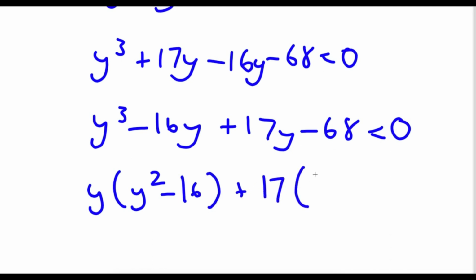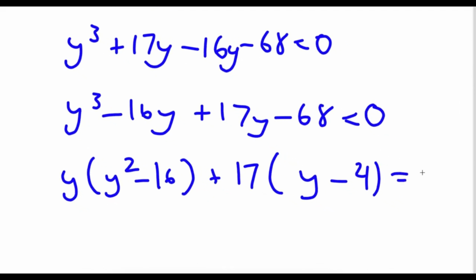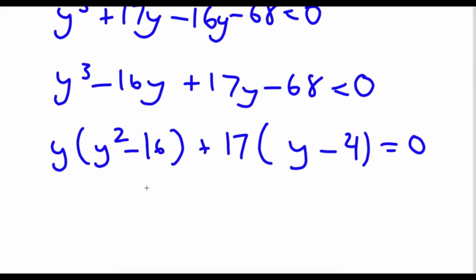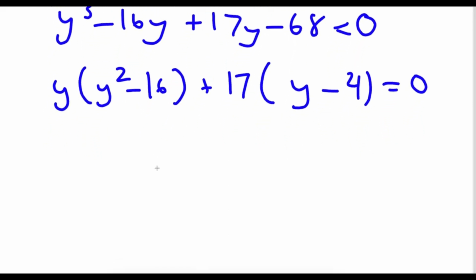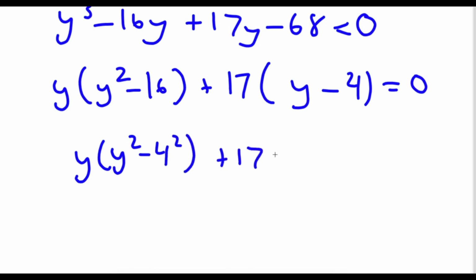I'm going to factor out 17. 17y divided by 17 is y, and 68 divided by 17 is 4. So now this is equal to 0. So now, 16 here, this is the same thing as 4 squared. So now I have y times y squared minus 4 squared plus 17 times y minus 4 is equal to 0.